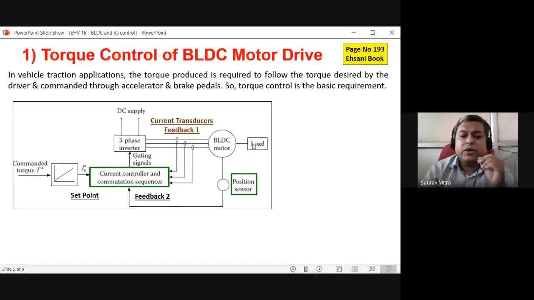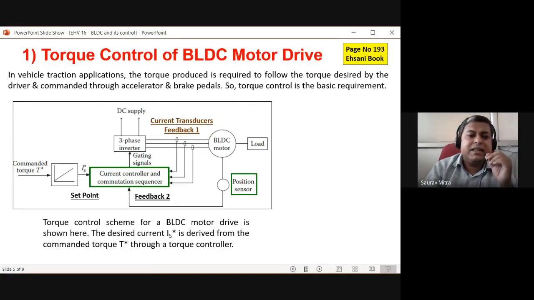So this is the whole process that you have to explain in detail, and theories are given. The torque control scheme for a BLDC motor drive is shown here. The desired current Is* is derived from the command torque through a torque controller. So that is the first part. That is, I'm the driver, I'm asking for more torque.